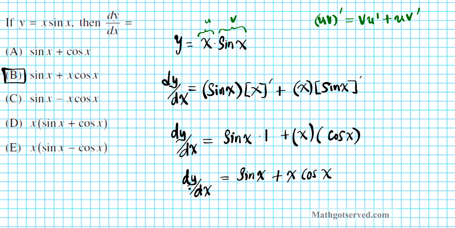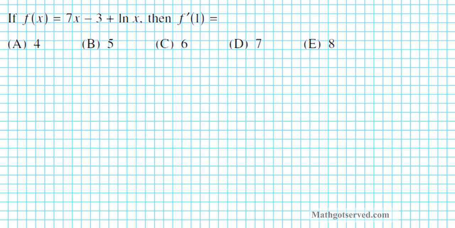All right, let's move on to the next problem. For this problem, it says if f of x is equal to 7x minus 3 plus ln x, then f prime of 1 equals. So here we have to find the derivative and evaluate it at a point. f of x is equal to 7x minus 3 plus ln x. The derivative, f prime of x: the derivative of 7x is just 7, the derivative of 3 is 0, plus the derivative of the natural logarithm of x is 1 over x.